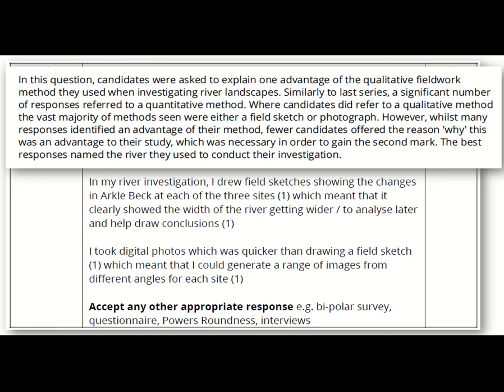Okay, there's the examiner's report. Again, pause the screen, have a little read through of that, please. If there is a bell in a moment, please just ignore it. It's just the bell for the next lesson.